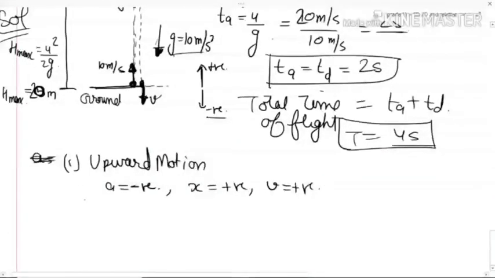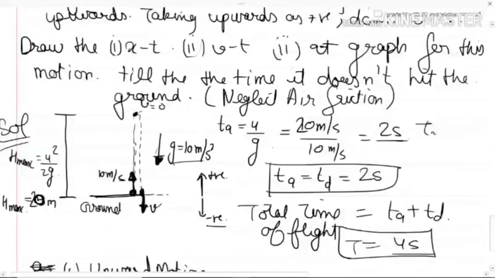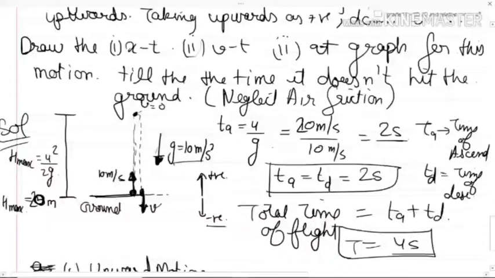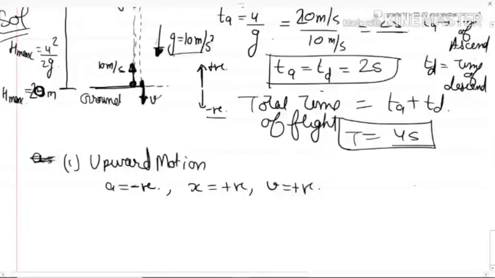Sir, what is A and D in TA and TD? Time of ascent and time of descent. Oh, fine. The time taken to go up is the time of ascent, and the time TD is basically the time of descent, ascending and descending order, if you remember. Yes, sir. So A negative, X positive, V positive. And for the downward motion, we don't need X, by the way.